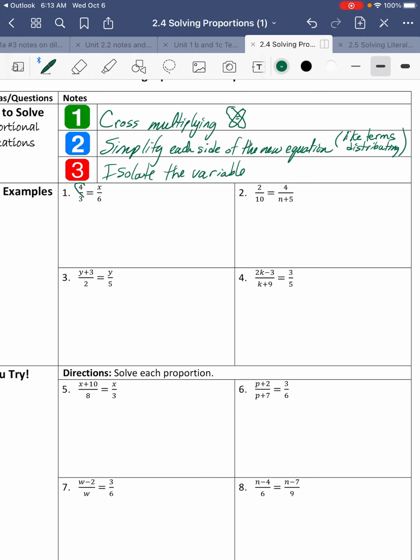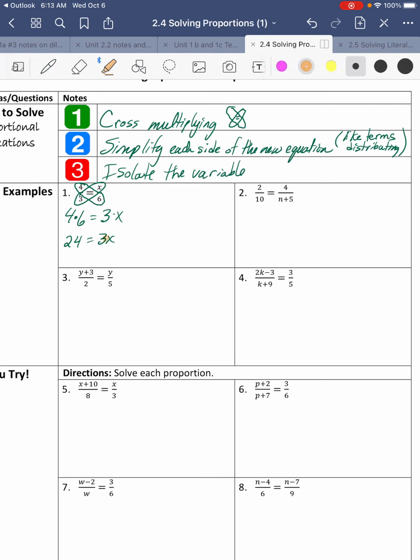I'm going to take 4 in the numerator times 6. And that's going to equal 3 times x. So that's step 1, cross multiplying. Step 2 is simplify each side. So 4 times 6, 24. 3 times x is just 3x. Nothing else to simplify there. Lastly, third step is to isolate the variables.